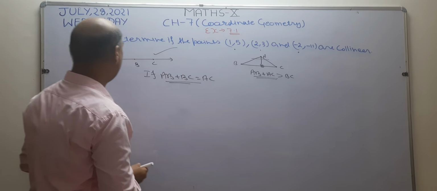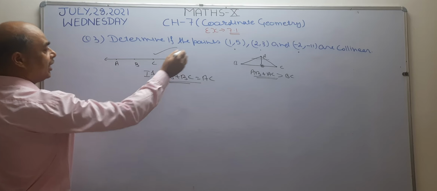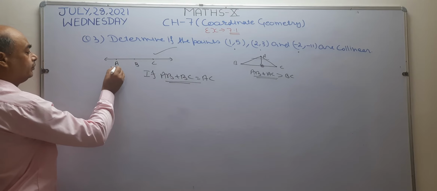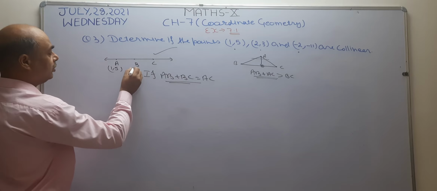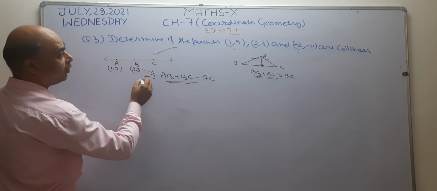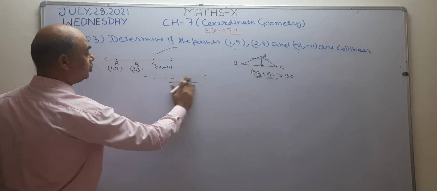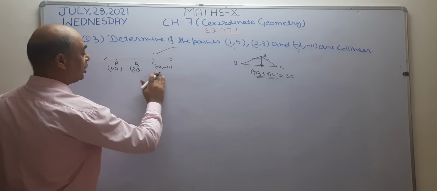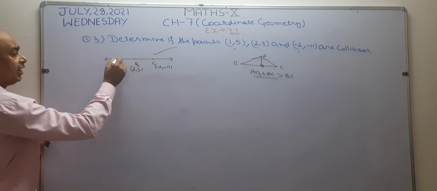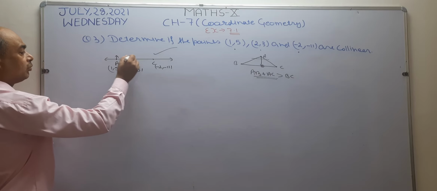Okay? Now write the coordinates. I take the first point as A, the second point B, and the third point C as (-2, -11). Now I want to check whether these points are collinear or not. First I want to find the value of AB. I want to use the distance formula.